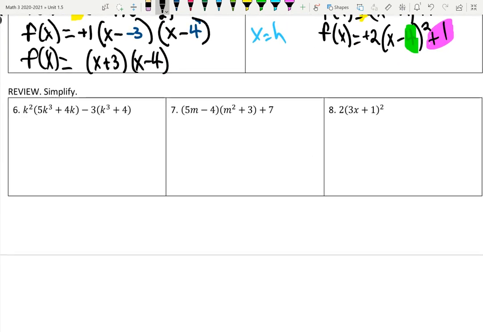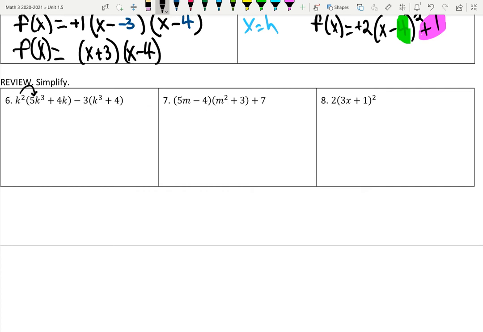Can you combine operations? We got to keep our skills sharp. So I'm going to go ahead and distribute this k squared into both of these. So it's going to turn out to be 5k. How many k's do I have? 3 plus 2 is going to be 5, plus 4k's. How many are initially there is going to be 1. 1 plus 2 is going to be 3.